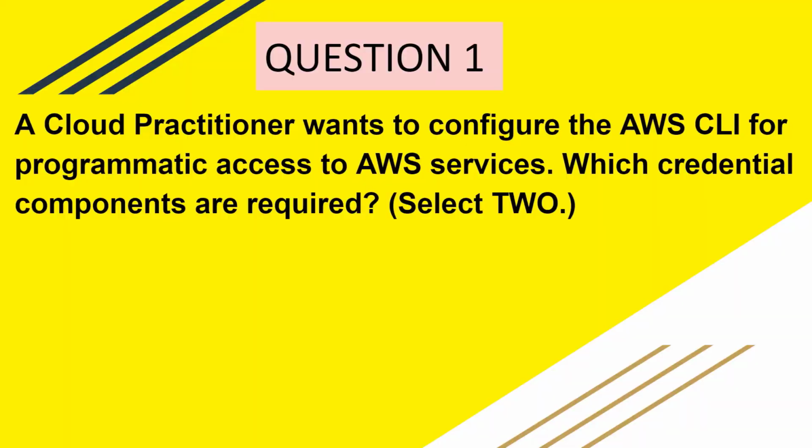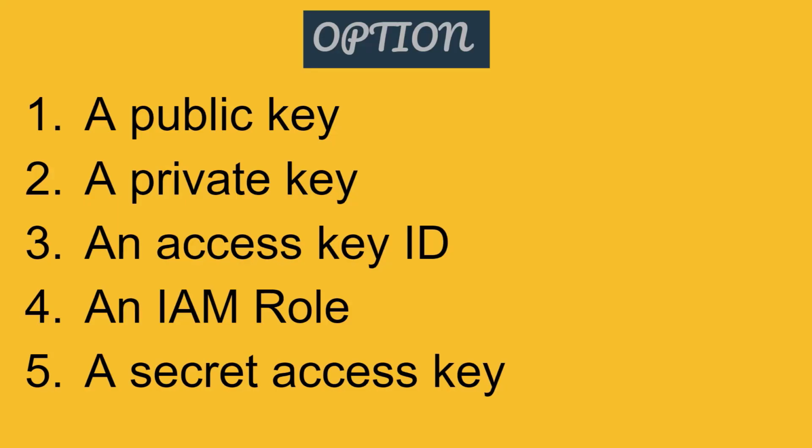A cloud practitioner wants to configure the AWS CLI for programmatic access to AWS services. Which credential components are required? Select 2. Option 1. A public key. 2. A private key. 3. An access key ID. 4. An IAM role. 5. A secret access key.